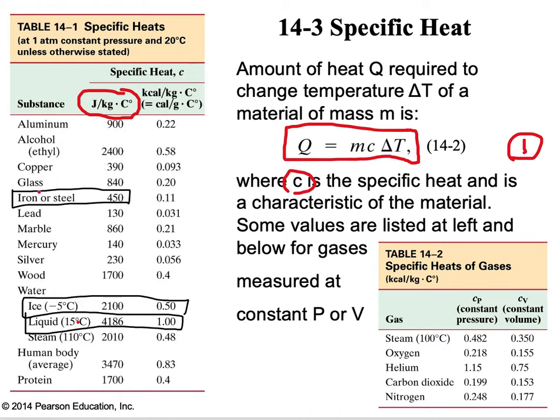I've already blocked off some of the values for specific heat that we will use in this lecture today. We will be looking at an iron pot, where the specific heat is 450 joules per kilogram degree Celsius. We'll be looking at ice, where the specific heat is 2100 joules per kilogram degree Celsius, and we'll be looking at liquid water, where the specific heat is 4186 joules per kilogram degree Celsius. Be sure to keep your units in mind.